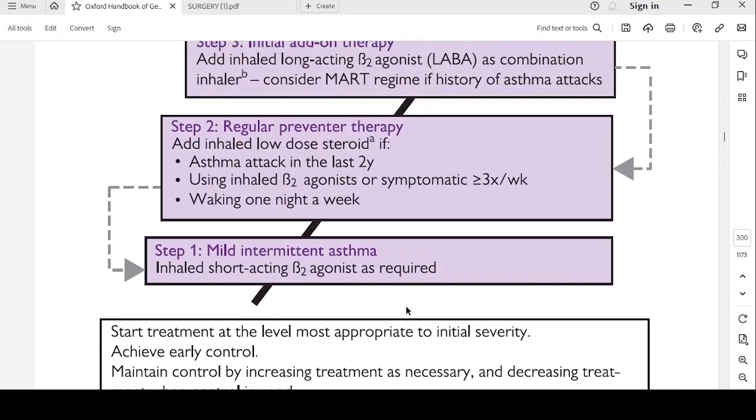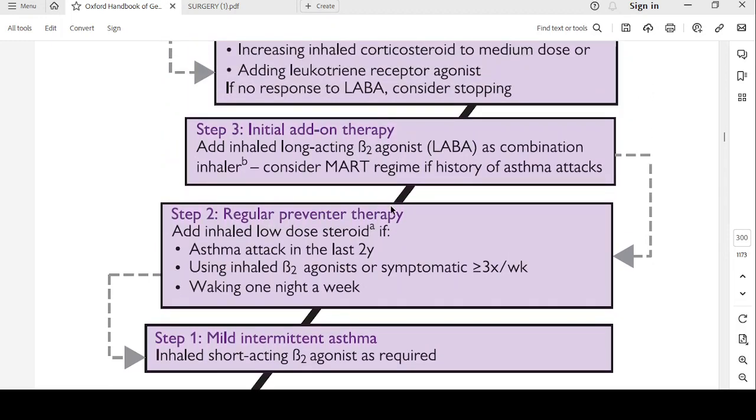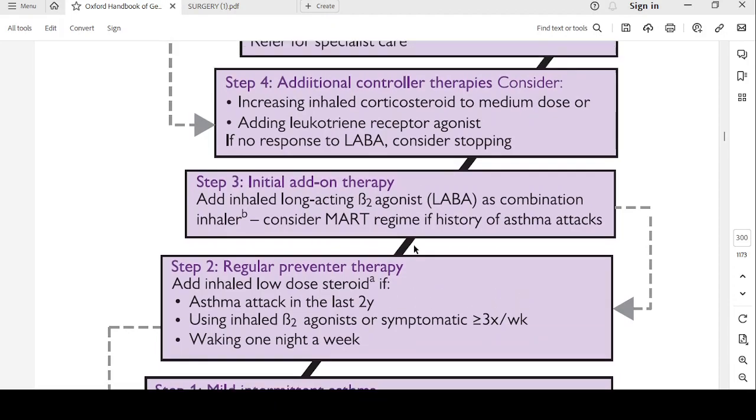We'll see where it is. So step 1, mild intermittent asthma. Inhaled short-acting beta-2 agonist as required. Step 2, regular preventive therapy. Add a low-dose steroid if there was an acute attack of asthma in the last 2 years, using a beta-2 inhaler or symptomatic more than 3 times per week, and waking 1 night every week due to asthma. Then you use a regular preventer therapy.